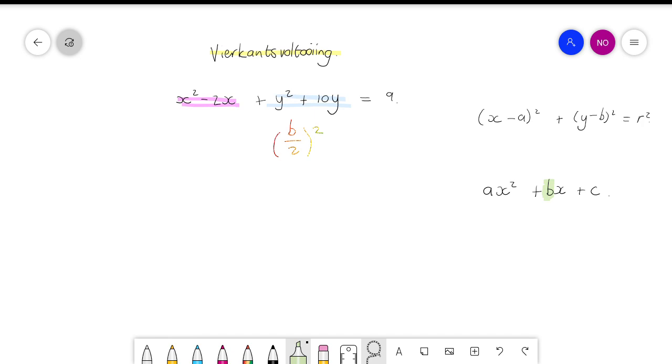So we're going to do it once for the first part, for the pink part, and once for the blue part. Okay, van presies dieselfde ding 2 keer doen.